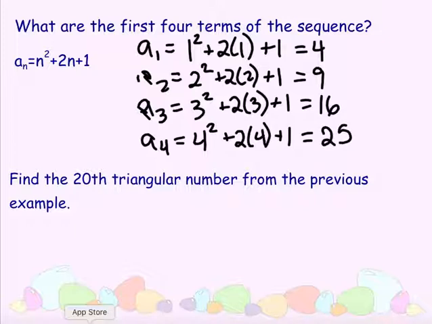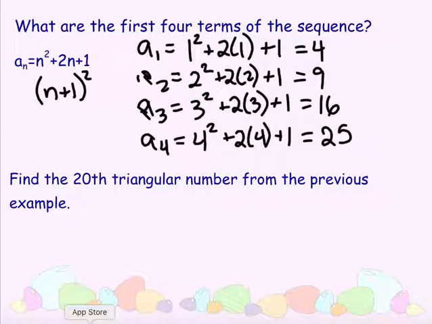Interestingly enough, soon we'll be factoring these type of quadratics. We would say this is actually n plus 1 squared. So whenever we do this, when we have a position, if we have the first position, we're doing 1 plus 1, so 2 squared is 4. Or let's say the fifth position, 5 plus 1 squared, our fifth one would be 36.